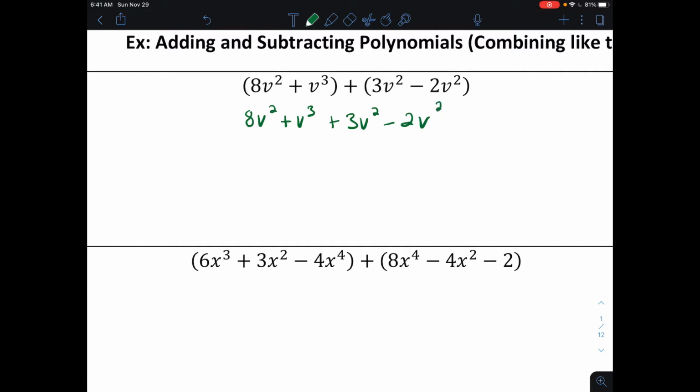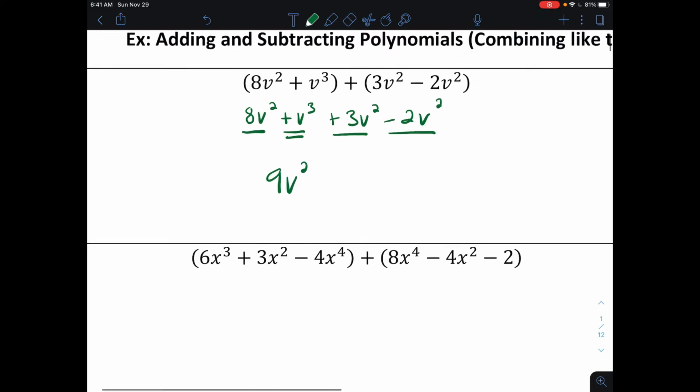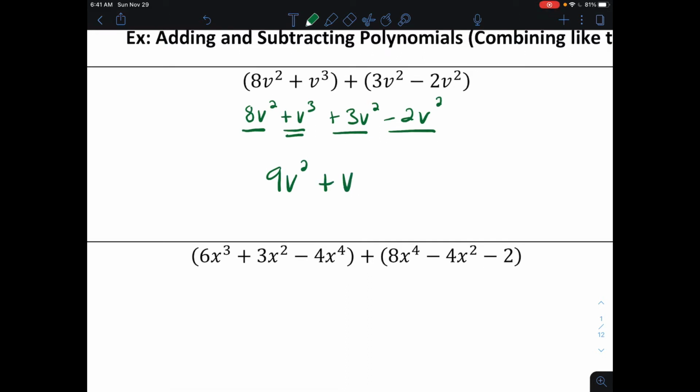Now we're going to combine like terms. So I'm going to put all of my v squareds together and combine them to see how many I have in total. And so in total we have 9v squared. And then lastly, we have that v to the third power. There's nothing to combine it with, so we're simply going to say plus v to the third power. Now, we combine like terms, simplify.